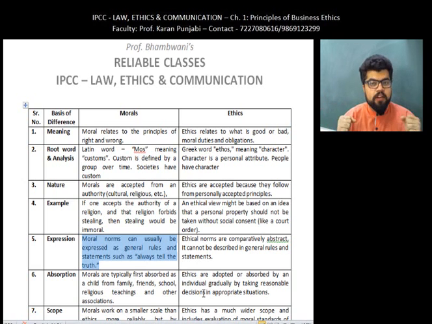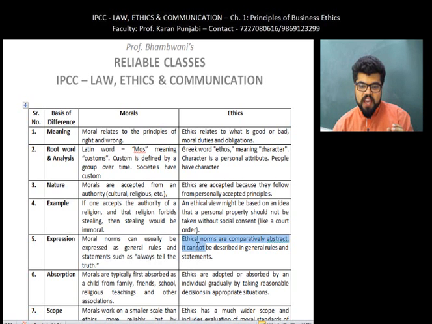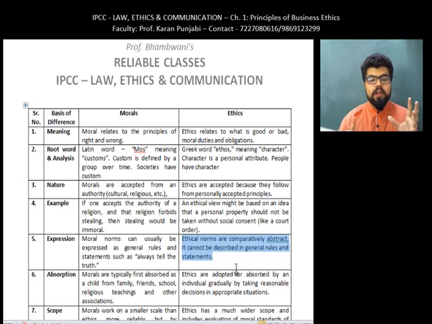People around us tell us and we believe it. At the same time, when we see ethics, ethical norms are comparatively abstract. It cannot be described in general rules and statements. So when we talk about morals, it is something that is given in terms of general rules and statements, but ethics are rather an abstract point of view wherein it cannot be derived or described in specific rules or statements.